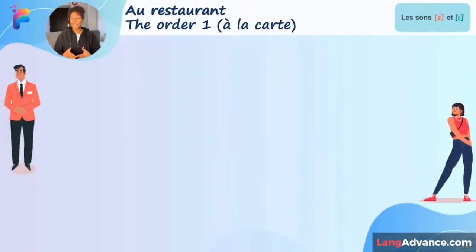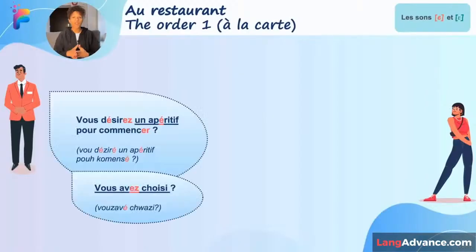Now you're sitting and it's time to order. And we go with à la carte to start. Vous désirez un apéritif pour commencer? Would you like an aperitif to start? If you decide not to, they might just ask you, vous avez choisi?